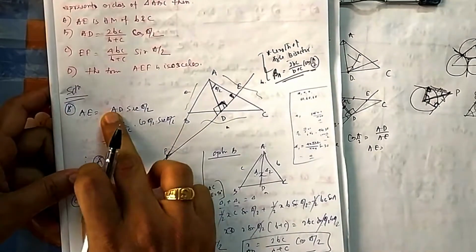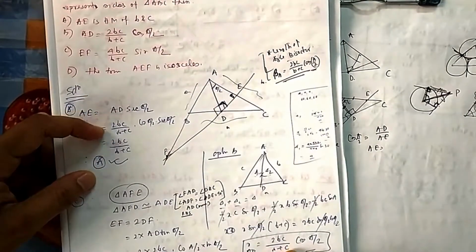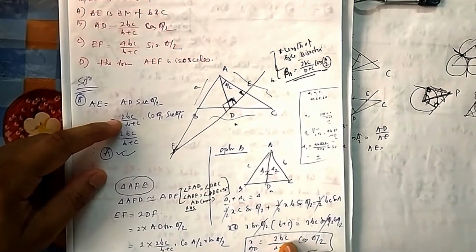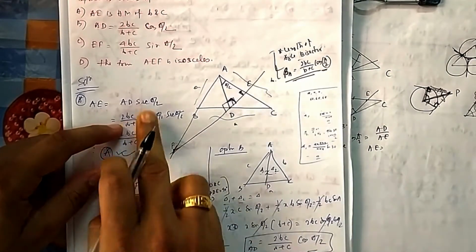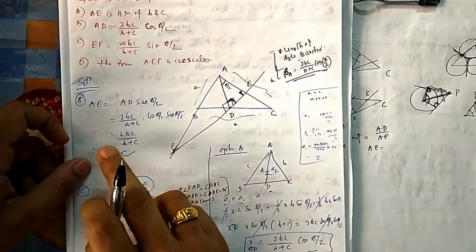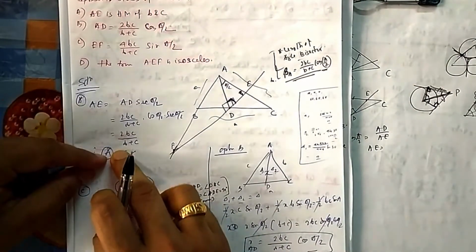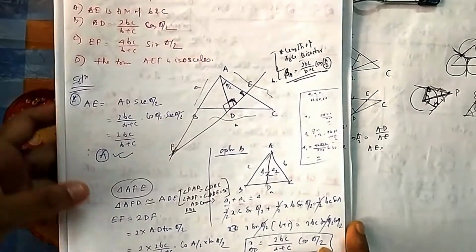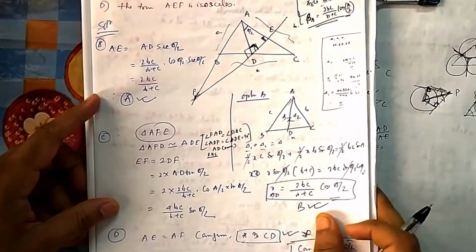For AD, we have already just derived it, or you remember this formula also: 2bc by b plus c times cos A by 2. So cos and sec will get cancelled. You will find 2bc by b plus c. That is your option A. So A is also correct, B is also correct. We have to go to C now because it is a multiple correct option.